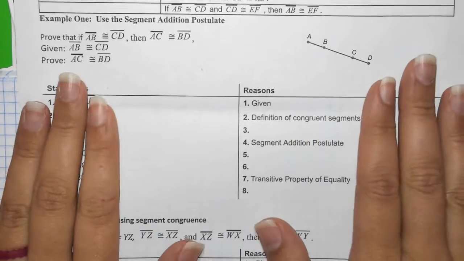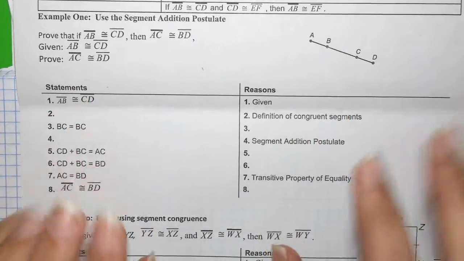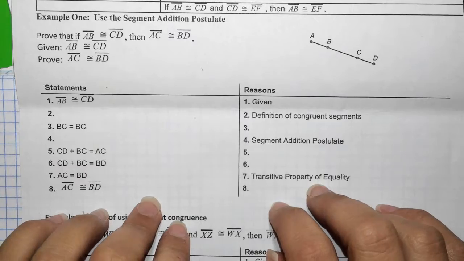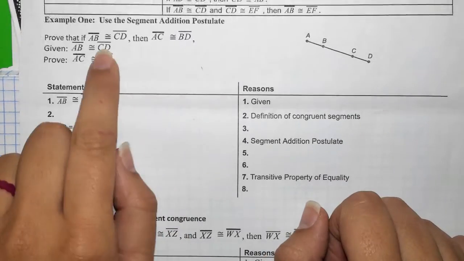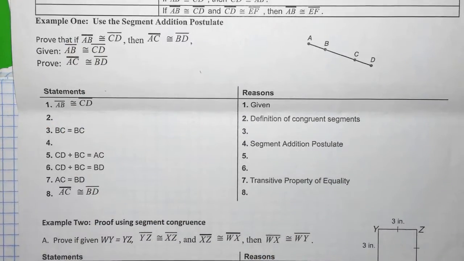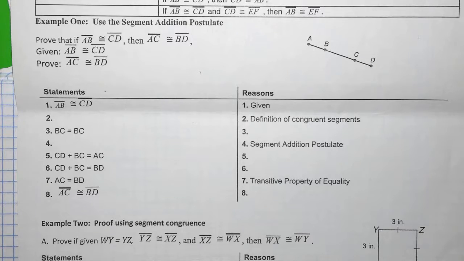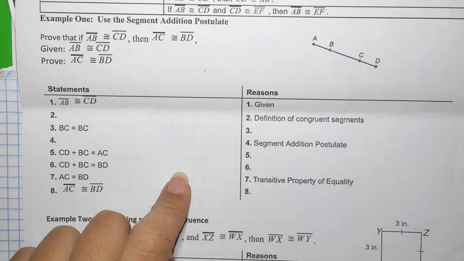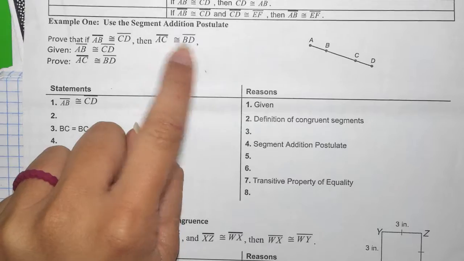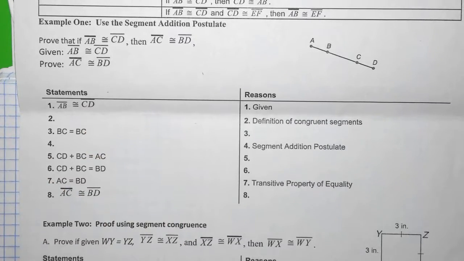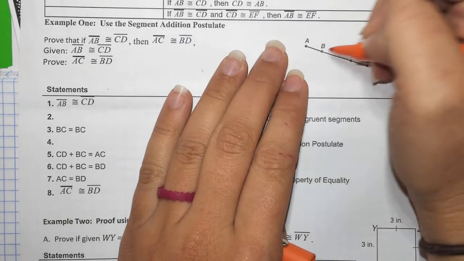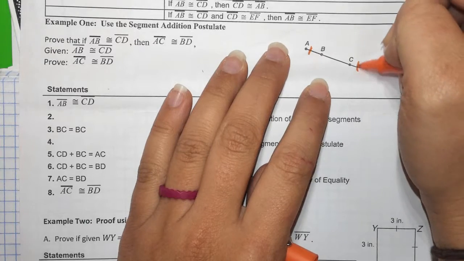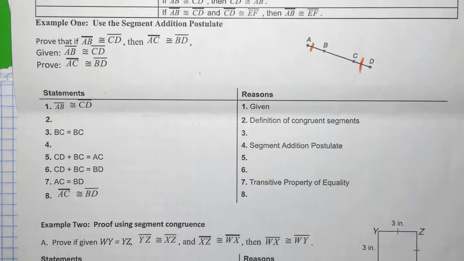again, these are a little more complicated than algebraic, but we can do this. We'll persevere in the face of danger. So the first one says, prove that if segment AB is congruent to segment CD, then segment AC is congruent to segment BD. So what we're trying to do, it's given that these two are congruent. So put those tickies.